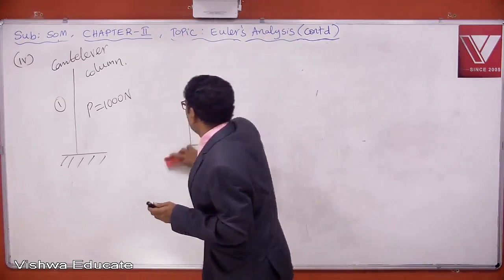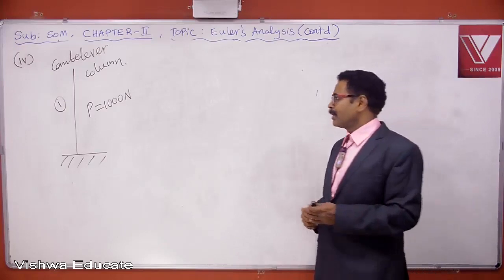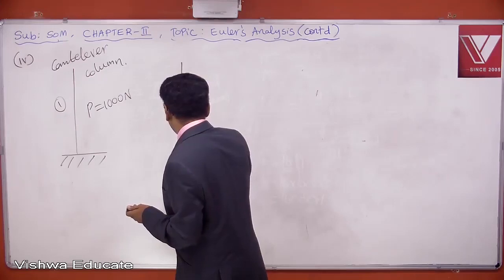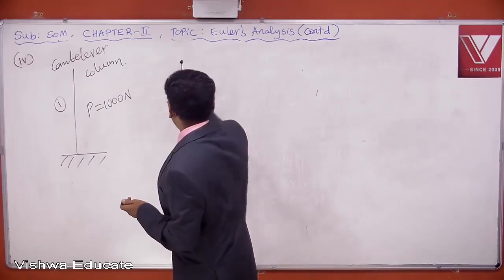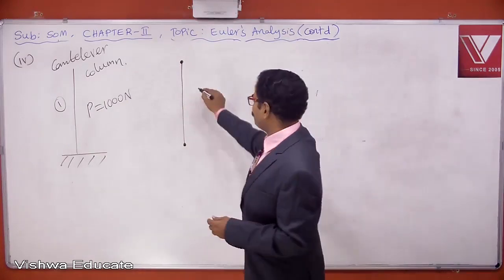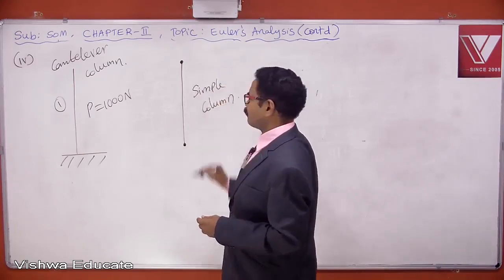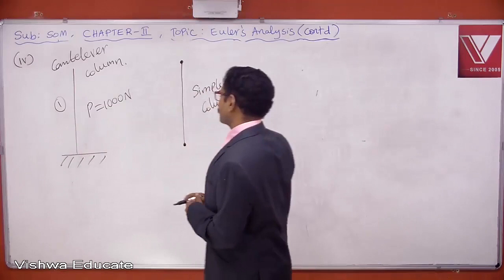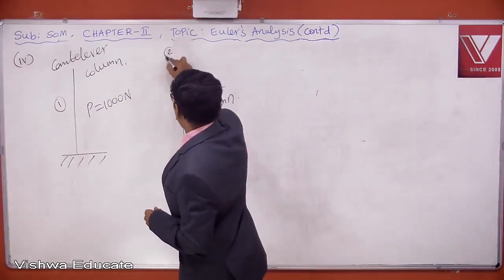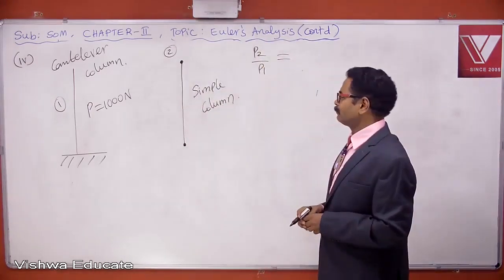Okay. This is cantilever column. Critical load is 1000 newtons. This cantilever column is converted into simple column. If both ends are pin jointed, that column is called simple column. Critical load of cantilever column is 1000 newtons. What is critical load of simple column? Maybe this is second. What is P2 by P1?